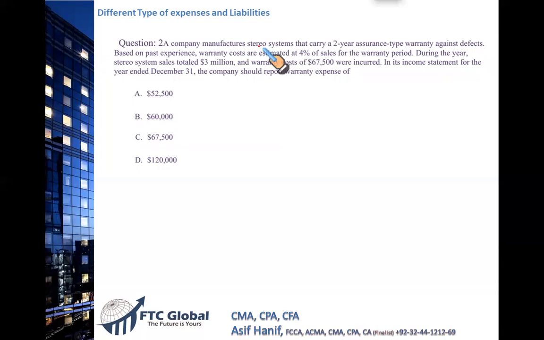A company manufactures stereo systems that carry a 2-year assurance type warranty, expense warranty, or the warranty that is not separable, against any defects. Based on past experience, warranty costs are estimated to be 4% of the sales of the warranty period. During the year, stereo system sales total 3 million. So they have given you a total single percentage rather than splitting it up into number of years, 4% of the sales value over the period of the warranty.